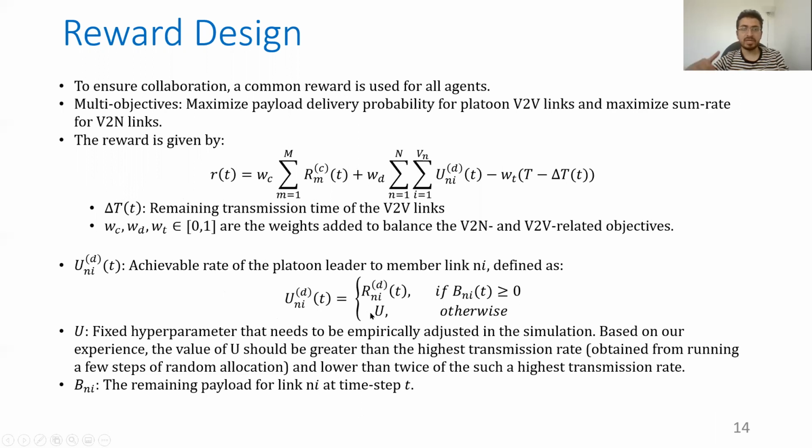This is to indicate to the algorithm that the transmission is complete and to show that it has successfully completed the transmission. The third part consists of an increasing price as the transmission time of the V2V link grows, and it is basically there to indicate to the algorithm to complete the V2V transmission as soon as possible.